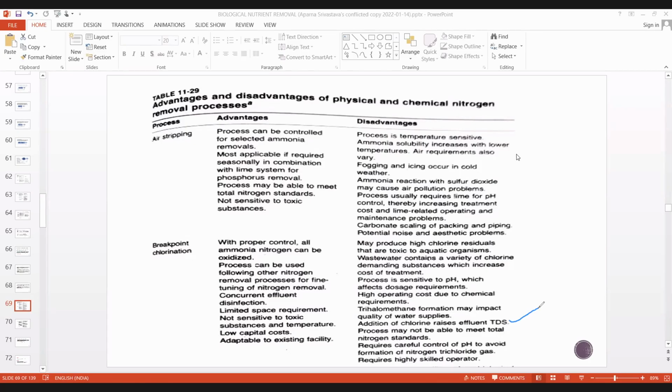Why does the addition of chlorine raise effluent TDS? The suspended impurities are going to oxidize. After oxidation, a product is going to form. The product may be dissolved substances. That's why TDS is going to rise.